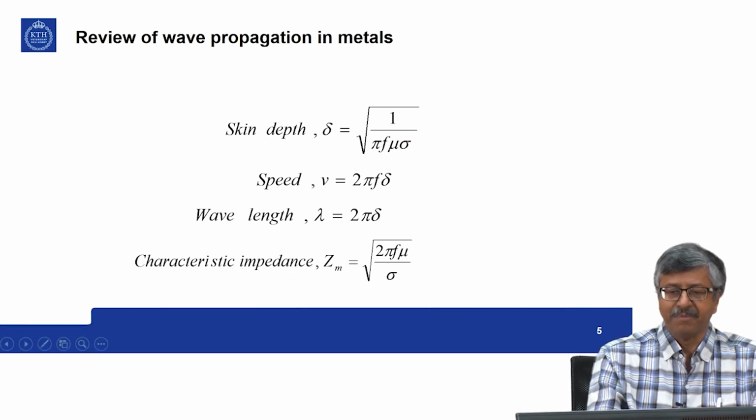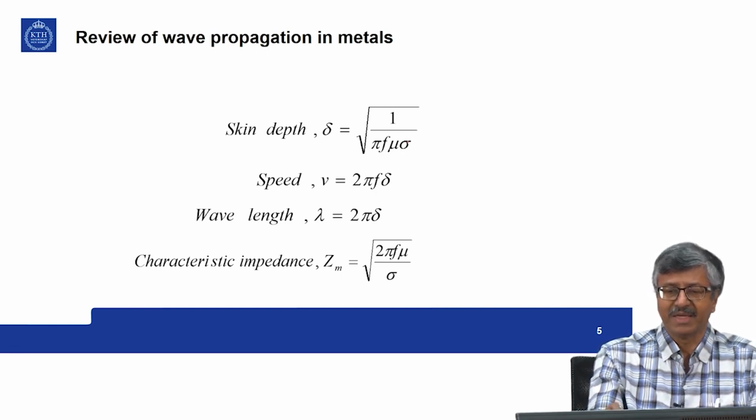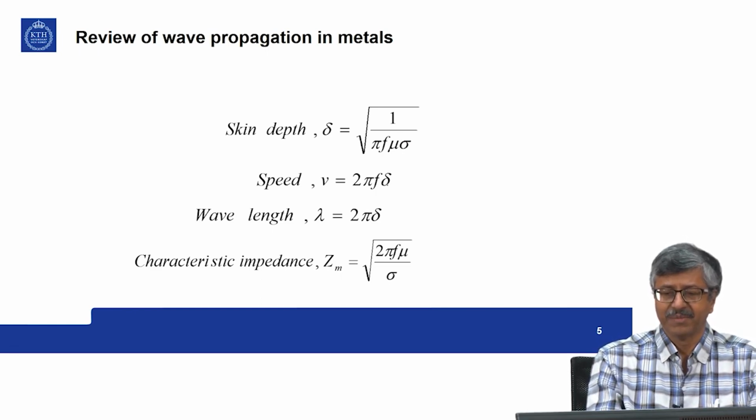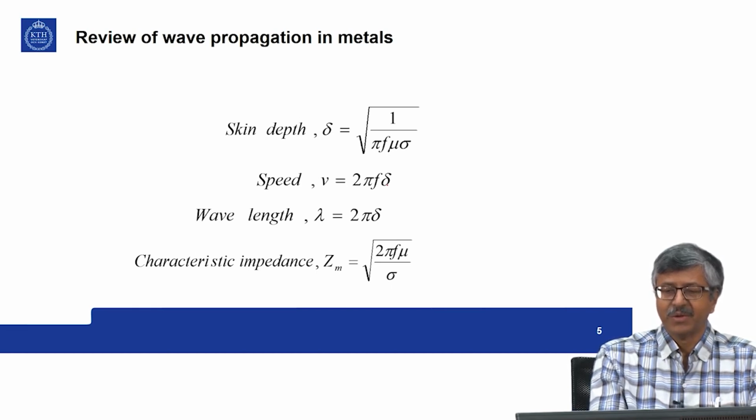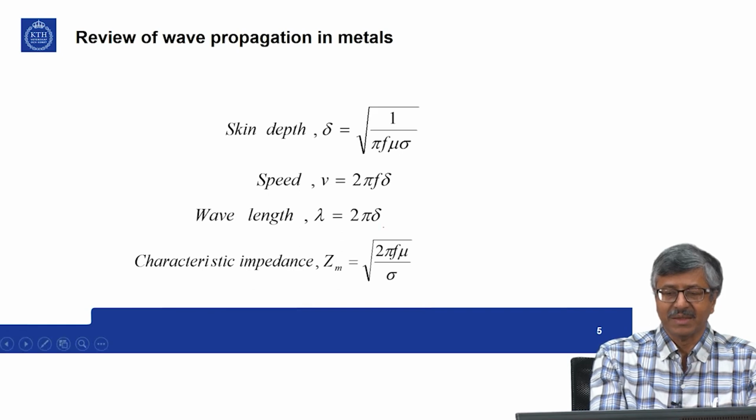sigma is the conductivity. Now, speed of the wave inside metal is 2 pi f delta. Delta is skin depth, or omega delta, and wavelength is 2 pi delta. So, you can see that when skin depth is very small, for high frequencies speed is less, and wavelength is also less when skin depth is small.